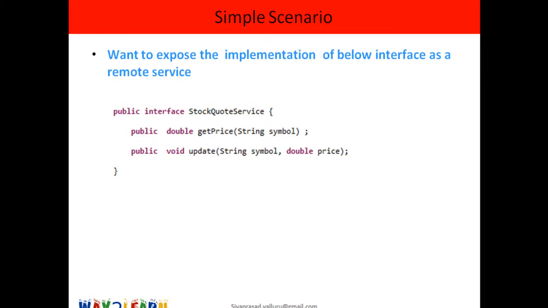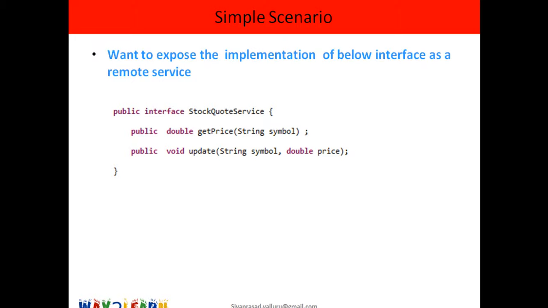A simple scenario is there. I have an interface called StockQuoteService which has two methods. The first method is getPrice. If I give a stock symbol, it will give me the price of the stock, and the update method is there to update the price of a stock. This is a simple interface.